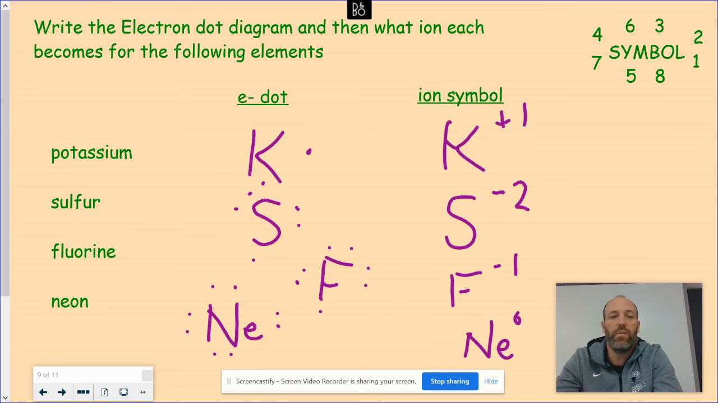So I plan on going through these notes. If you were in the meet, you already got all this. If you didn't, this is what you missed today, but we're going to keep expanding upon this the next couple days as we conquer ionic bonding.